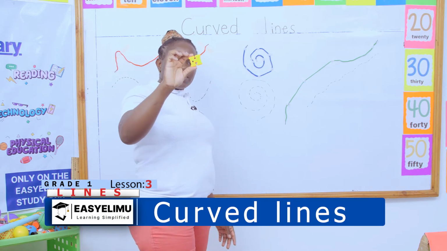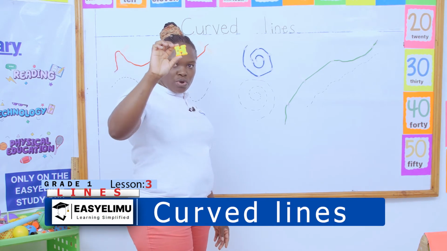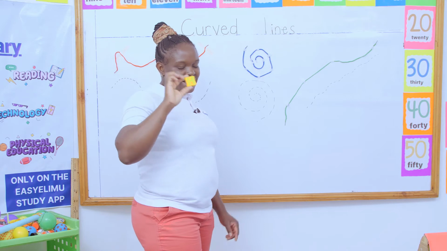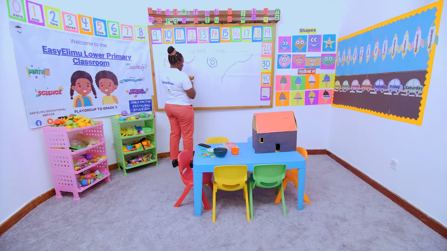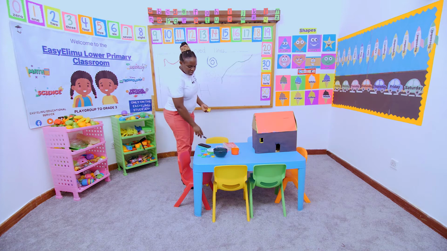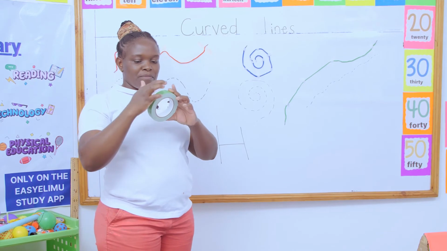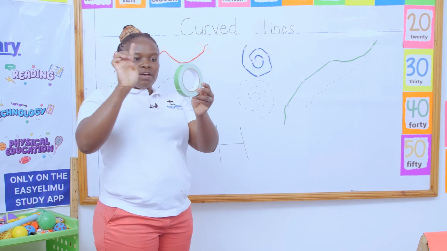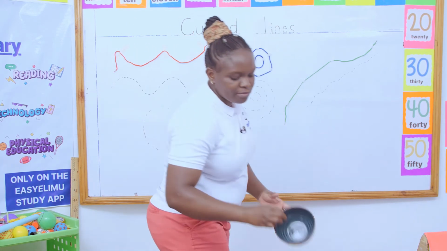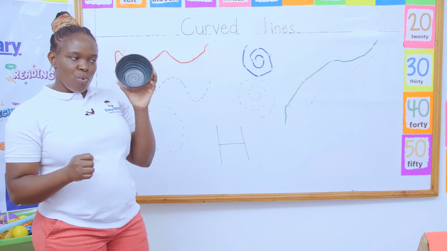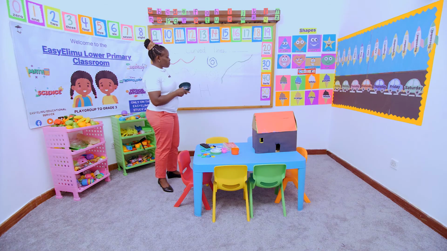So, how is letter H formed? Letter H is formed from two curved lines. No, teacher, it is formed from straight lines. So we have the straight one that goes like this, then another straight one, then you have another one in the middle. Wow. What about this sellotape? Is it straight or curved? Teacher, it is formed from curved line. Wow. Look at this ball. Does it have straight lines? No. What does it have? Curved line.